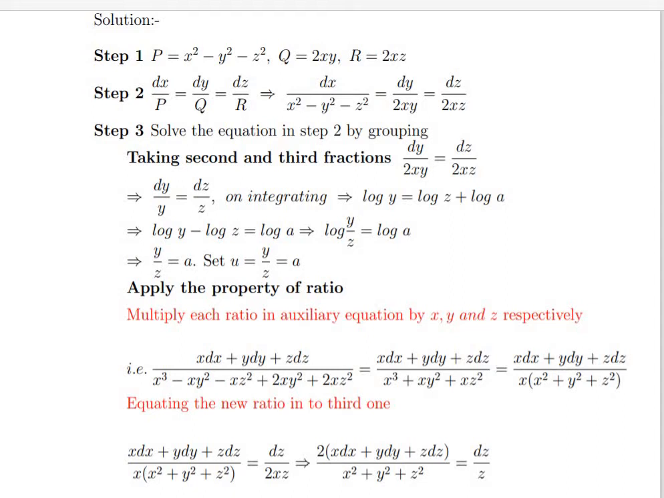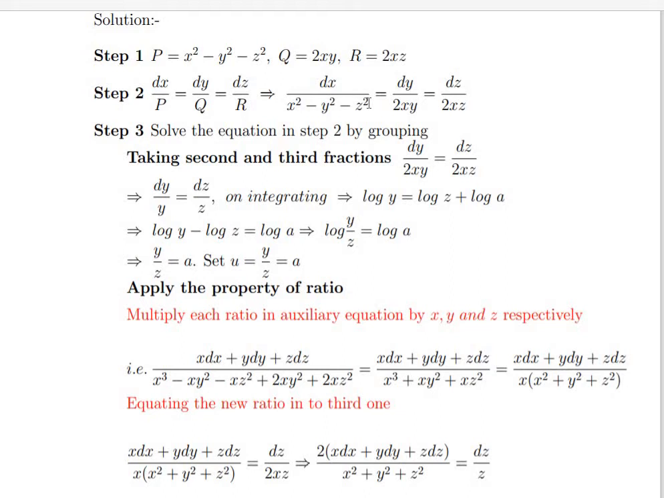Now for getting the another part of the solution, we have to apply the property of ratio. So multiply each ratio in the auxiliary equation by x, y and z. If you are observing the ratios in the auxiliary equation, you can see in the bottom of the first fraction there is x square minus y square minus z square, and in the denominator of the second fraction there is 2xy. In the denominator of the third fraction there is 2xz.